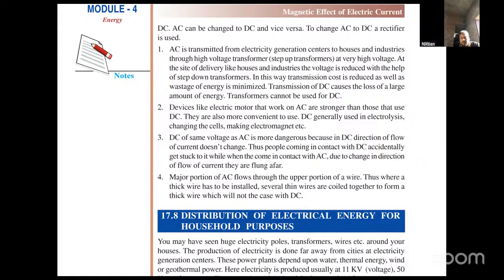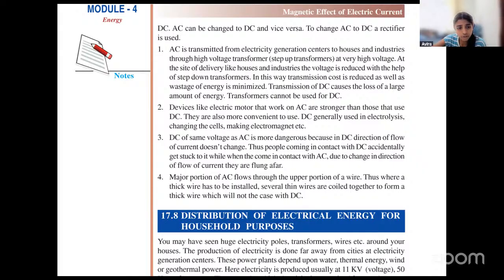Perfect. Basically, electric motors that work on AC are stronger than DC ones. With AC we have a lot of easy current and it is easy to make. That's why we are using AC. Third point, please. DC of the same voltage as AC is more dangerous because in DC the direction of flow of current doesn't change. Thus, people coming in contact with DC accidentally get stuck to it, while when they come in contact with AC, due to the change in direction of flow of current, they are flung afar.